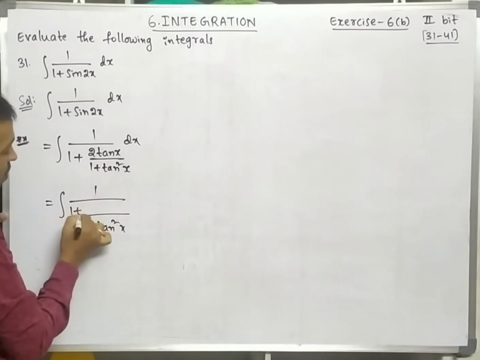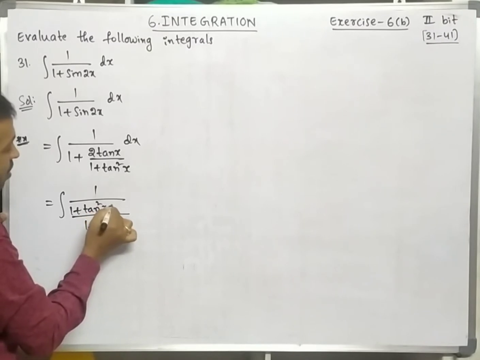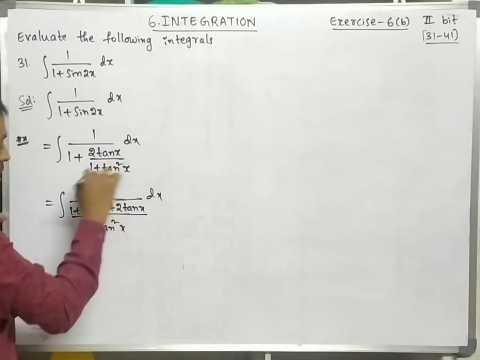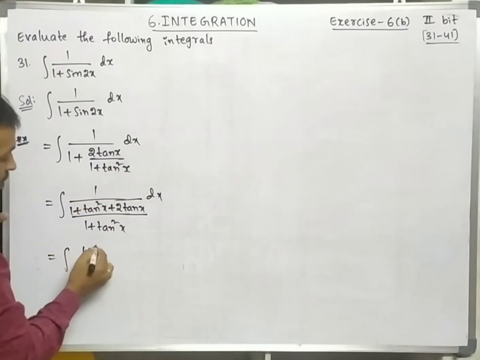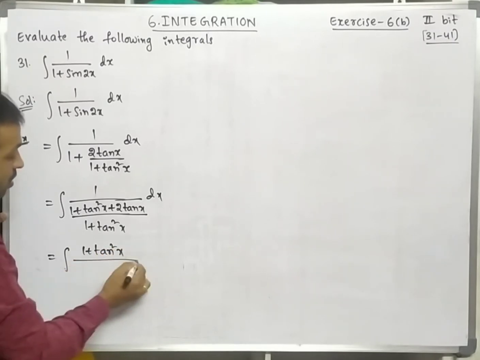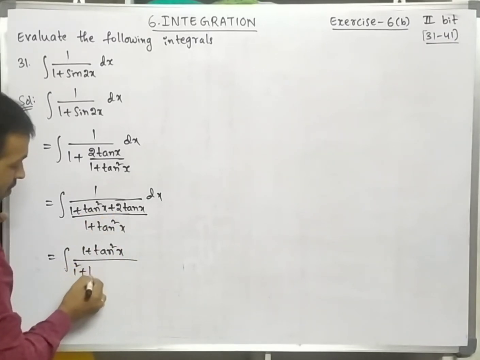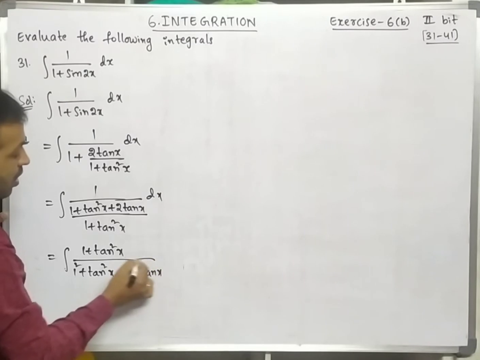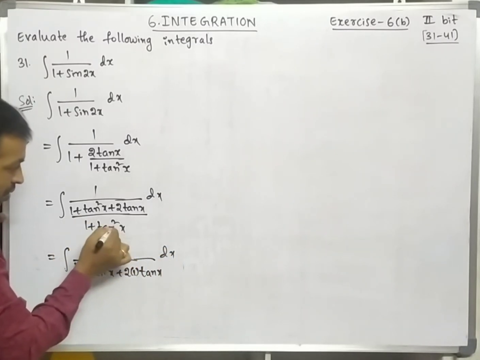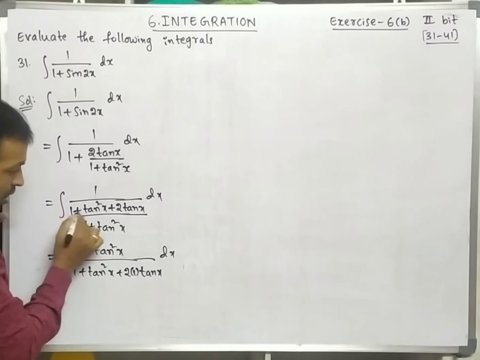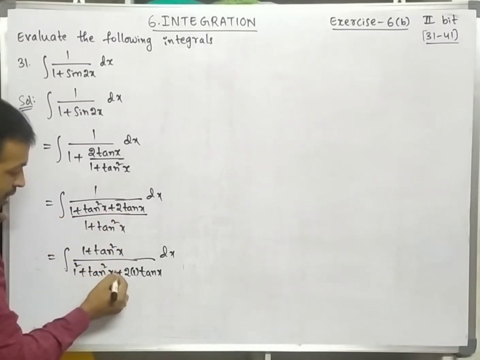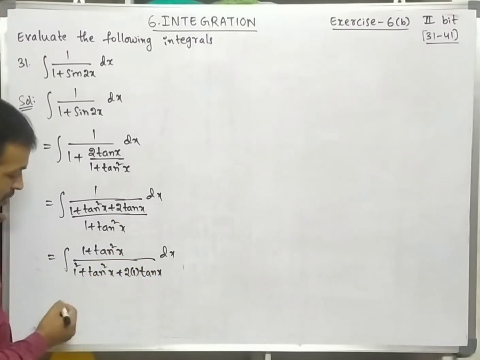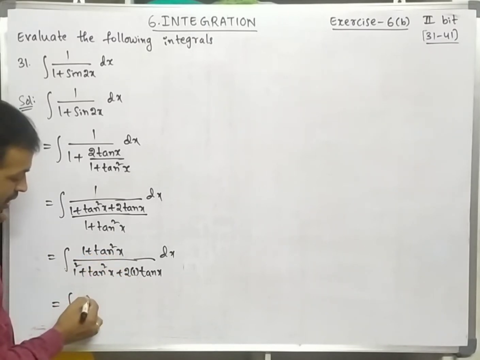Now 1 plus tan square x is the LCM. What is remaining is 1 plus tan square x plus 2 tan x, dx. Now it will reciprocate, and we get 1 plus tan square x in the numerator by the denominator 1 square plus tan square x plus 2 into 1 into tan x. Now this is of the form a square plus b square plus 2ab, that is 1 square plus tan square x plus 2 into 1 into tan x.